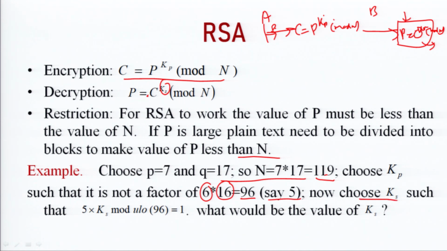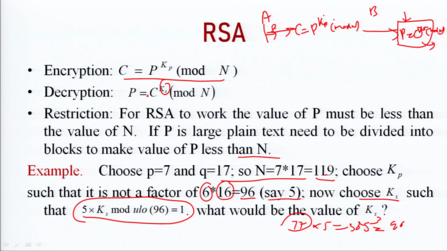So, what will be the value of Ks? The value of Ks will be chosen such that 5 into Ks modulo 96 is equal to 1. So, what is the value of Ks? It will be 77, you can check it: 77 into 5 is 385, and it can be written as 96 into 4 plus 1, that is 384 plus 1.